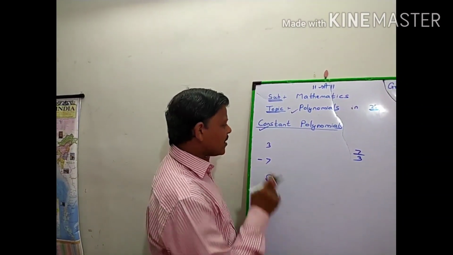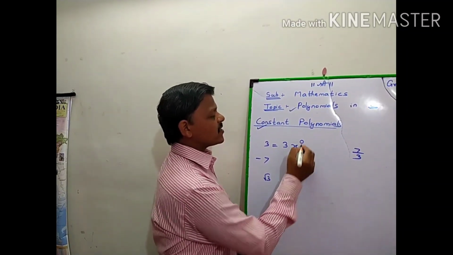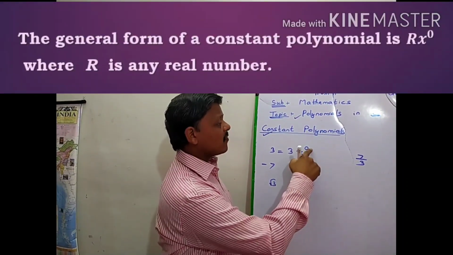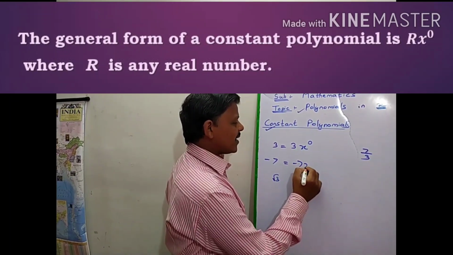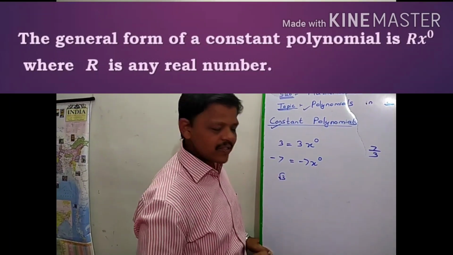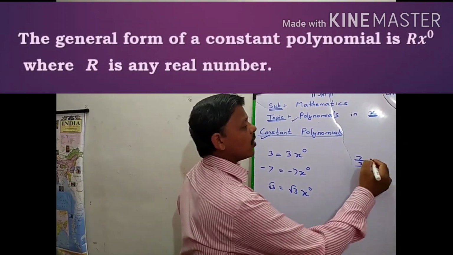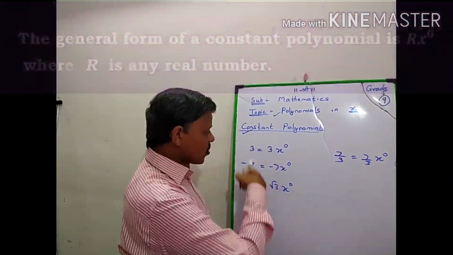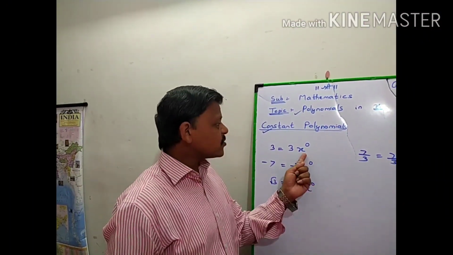Why polynomials? See, because 3 can be written as 3 into x raised to 0. So it becomes an algebraic term having a variable with a power as a whole number. Minus 7 can also be written as minus 7 into x raised to 0. Root 3 again, root 3 into x raised to 0. This is again 7 upon 3 into x raised to 0. So all these have turned now into polynomials because x raised to 0 is 1.